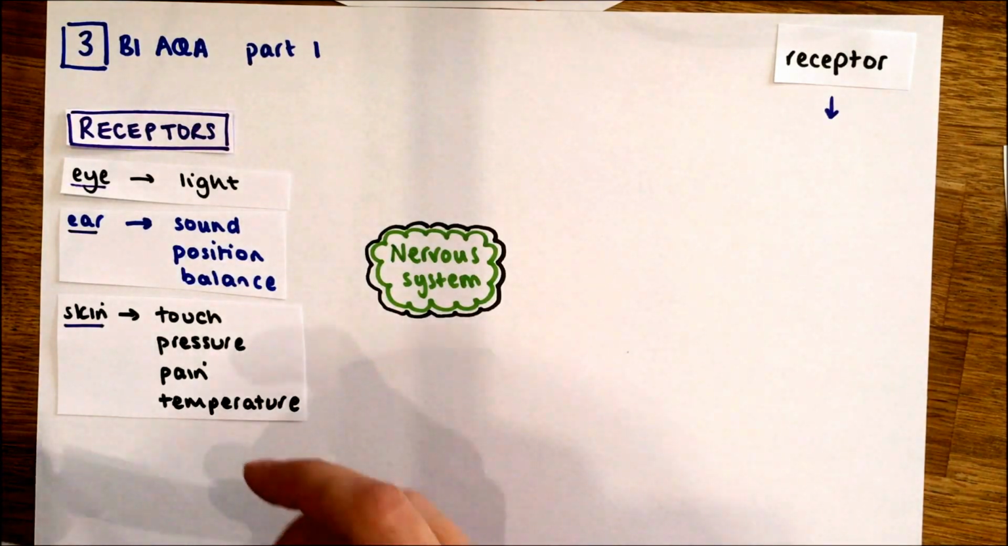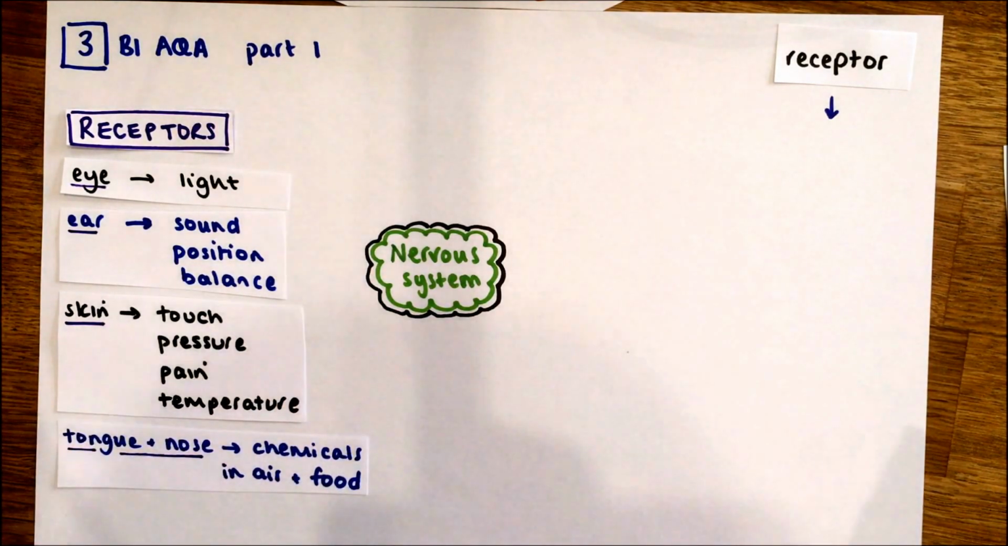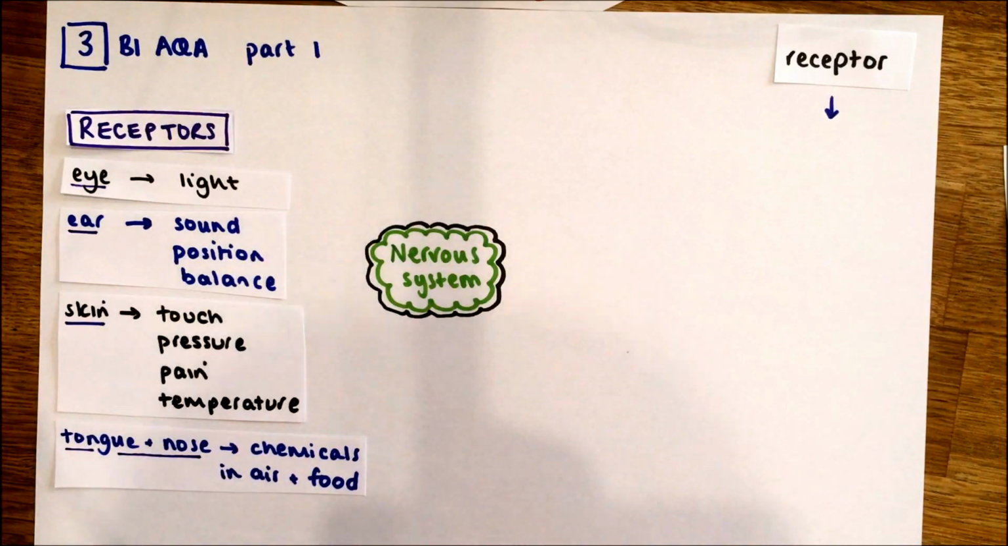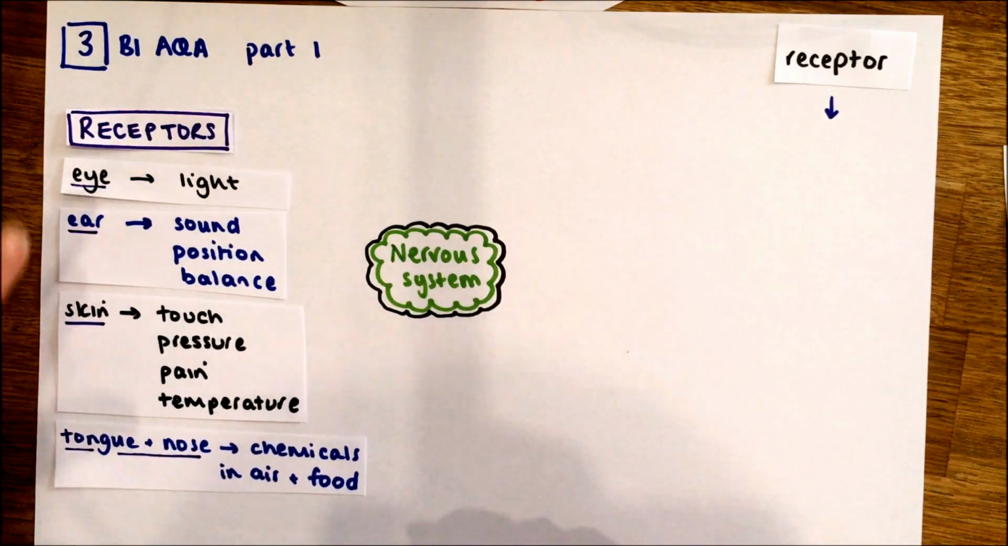And finally, the last lot of receptors you need to be aware of is in the tongue and the nose. So these will detect chemicals in the air and the food. That's what they detect, and that enables us then to taste, okay, and to smell. So don't put taste and smell, make sure you put the detecting the chemicals in the air and the food. That's an important difference. So these are all examples of receptors.